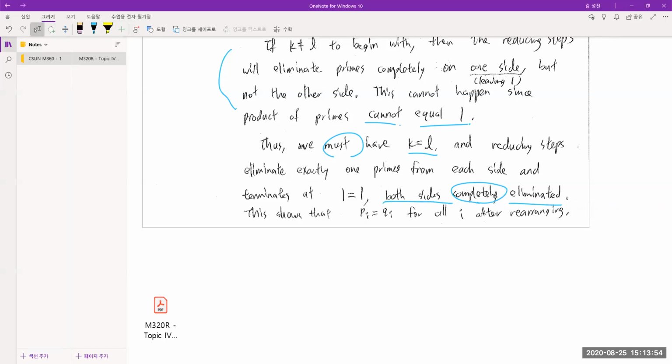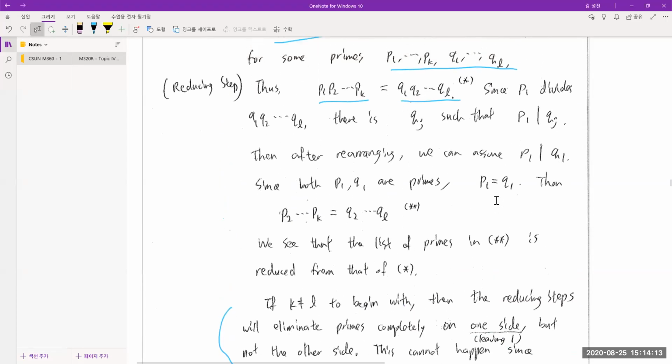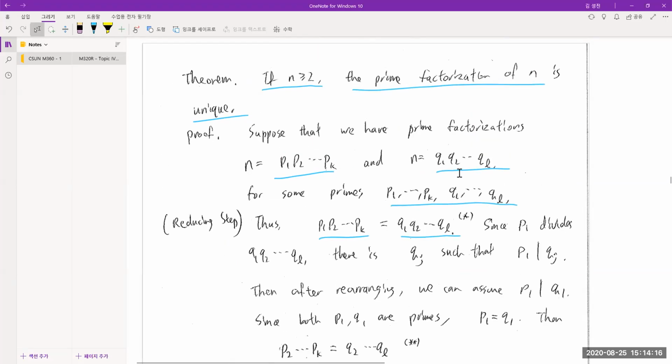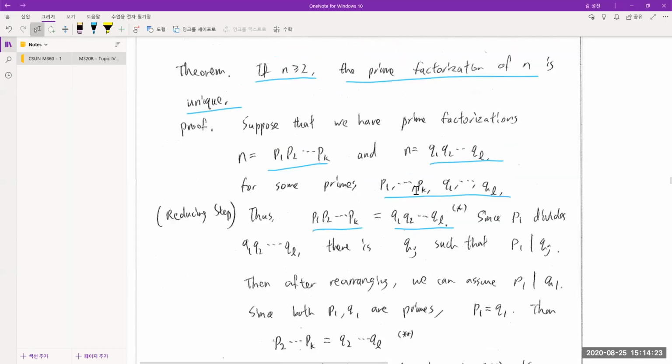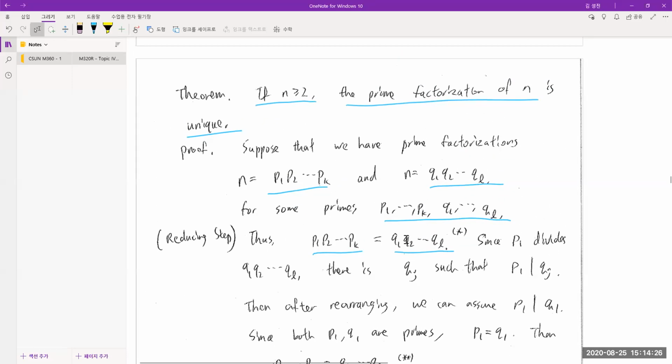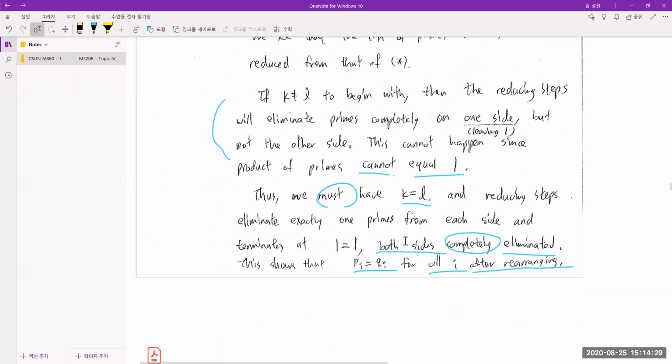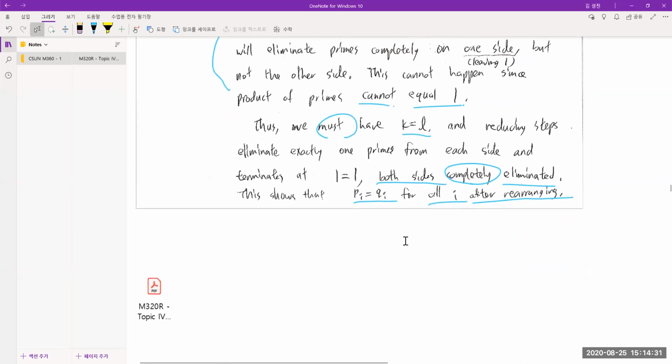So at each elimination step, we have equal primes canceled out, right? So by the rearranging and relabeling, pi must be the same as qi for all i. Okay. So the listings of the prime numbers should be exactly equal to begin with, after the reordering. So that gives us the uniqueness of the prime factorization. Okay.